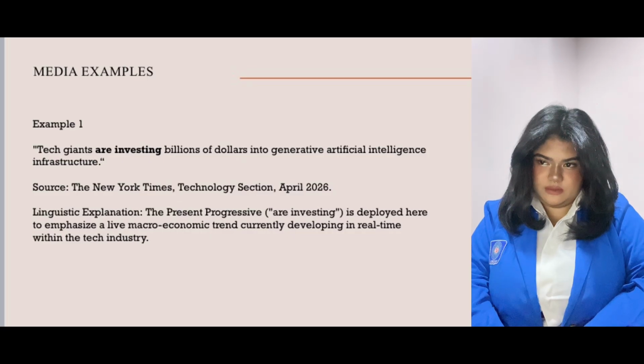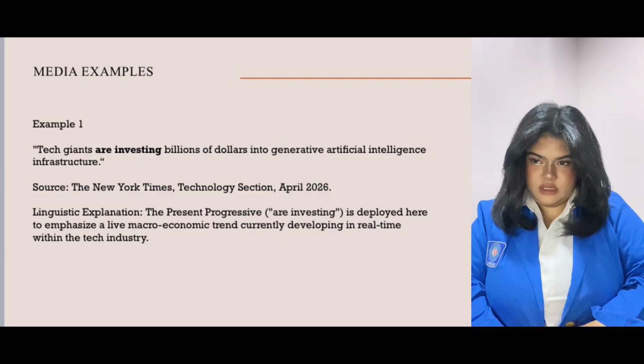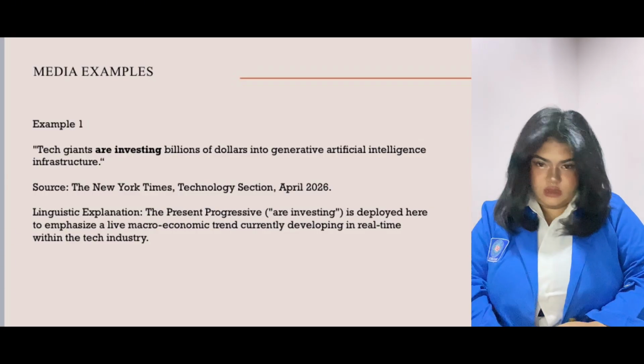For the media examples, first: tech giants are investing billions of dollars into generative artificial intelligence infrastructure. The source is the New York Times Technology section, April 2026. And for the linguistic explanation, the present progressive, investing, is deployed here to emphasize a live macroeconomic trend currently developing in real time within the tech industry.